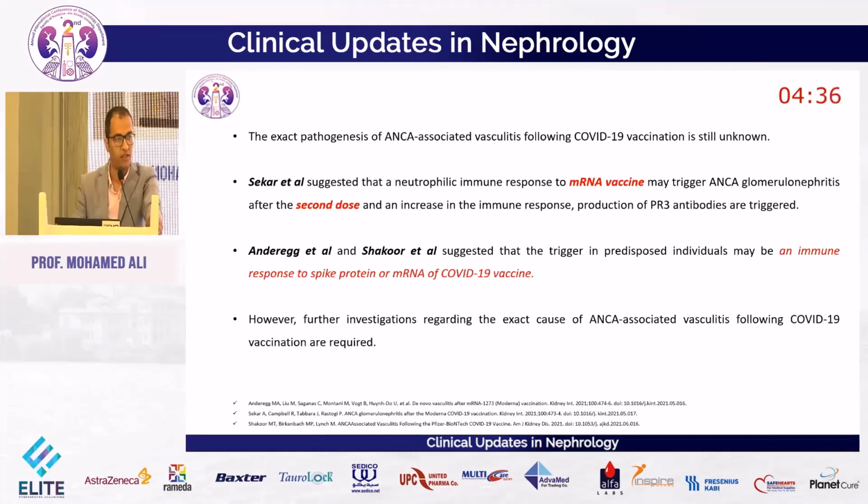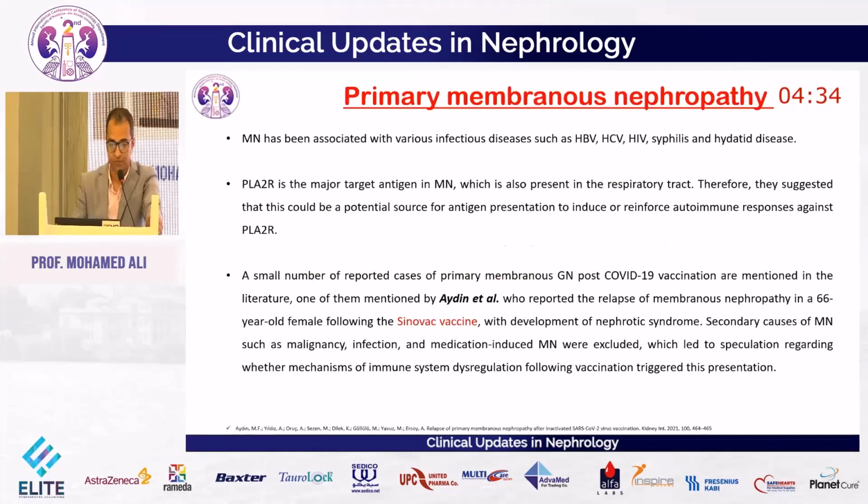What about primary membranous nephropathy? Membranous nephropathy has been associated with various infectious diseases such as hepatitis B, C, HIV, syphilis, and hydatid. PLA2R is a major target antigen in membranous nephropathy, which is also present in the respiratory tract. Therefore, they suggested that this could be a potential source for antigen presentation to induce or reinforce an autoimmune response against PLA2R. A small number of reported cases of primary membranous glomerulonephritis post-COVID-19 vaccination are mentioned in the literature.